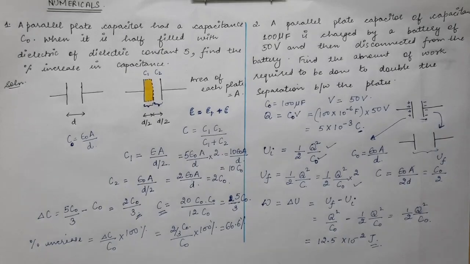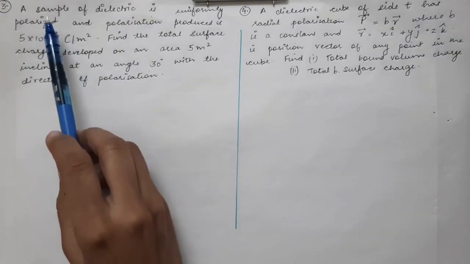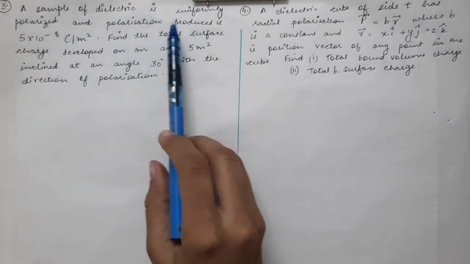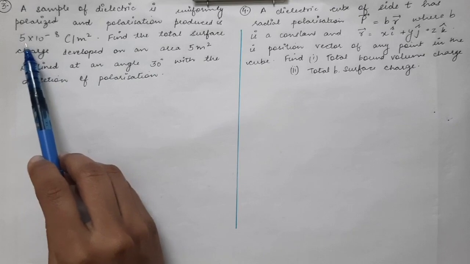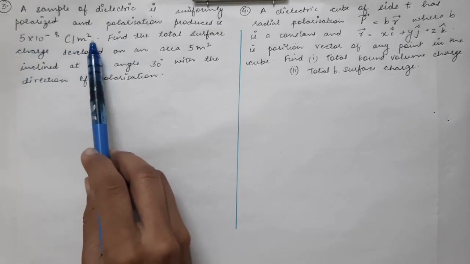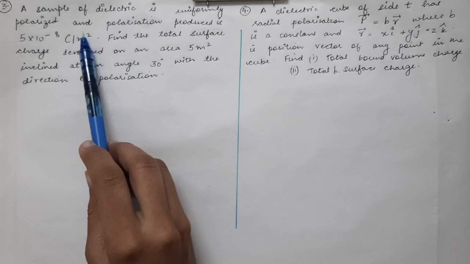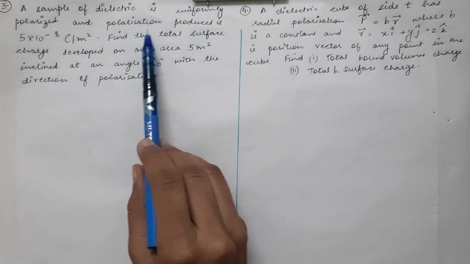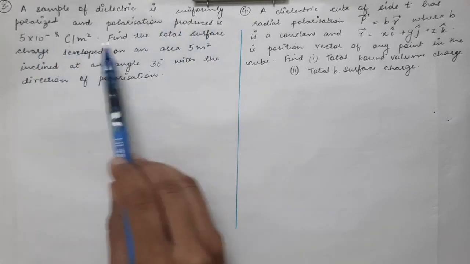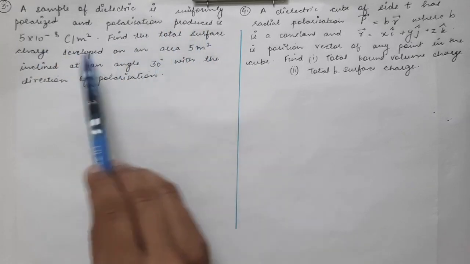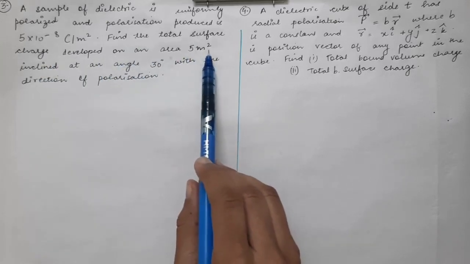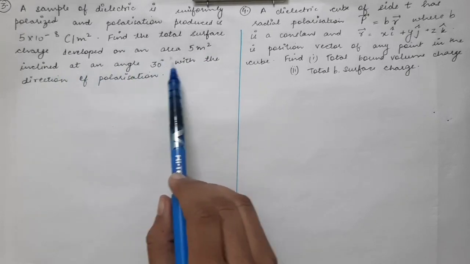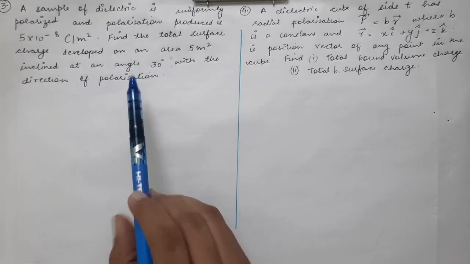The next numerical is that a sample of dielectric is given which is uniformly polarized, and polarization produced is 5 into 10 power minus 8 coulombs per meter square. So this is the unit of polarization vector that we did in this chapter. Now we have to find out the total surface charge developed on an area of 5 meter square, which is inclined at an angle of 30 degree with the direction of polarization.